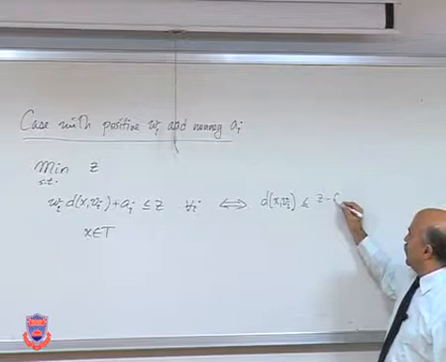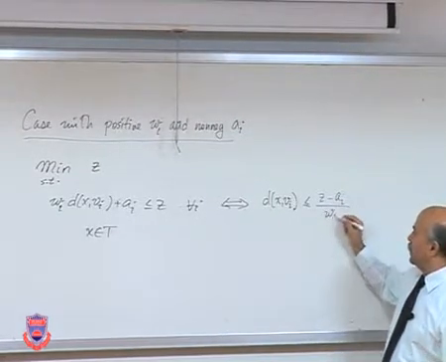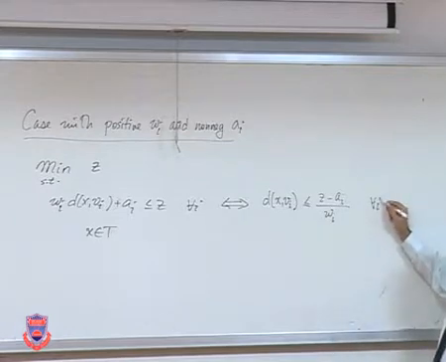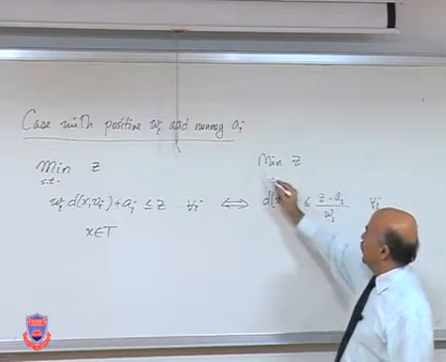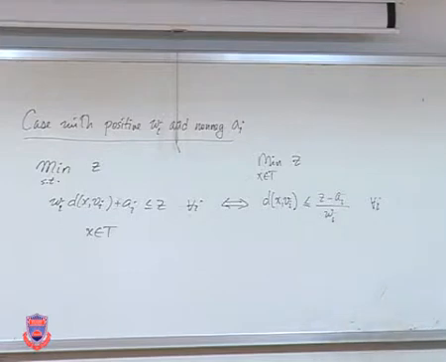Subtract from z the addend and divide it by the positive weight. So this problem is equivalent to that problem. Minimize z over x in T, subject to distance constraints of this kind.